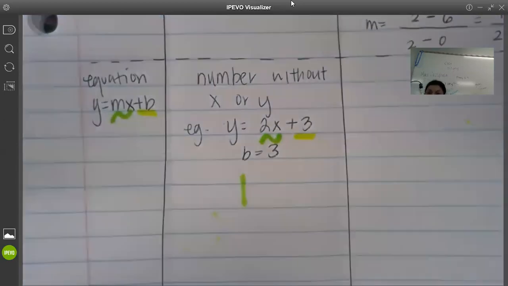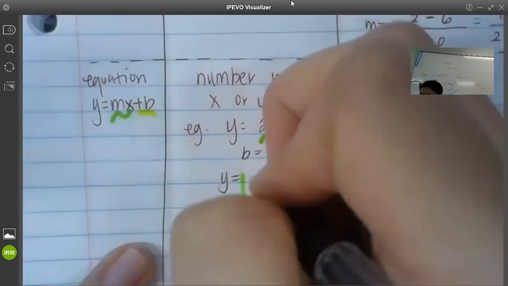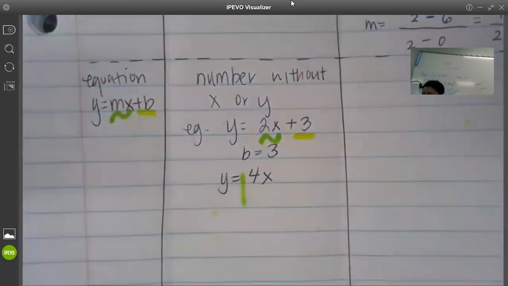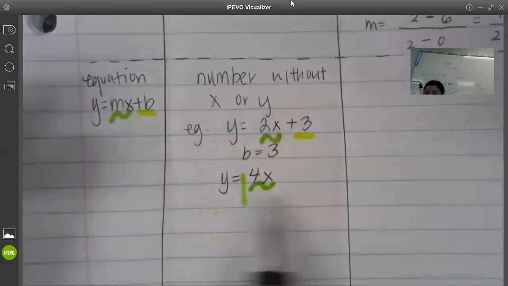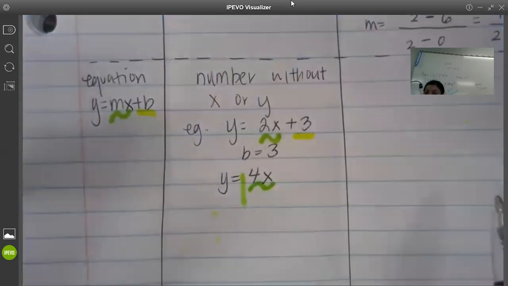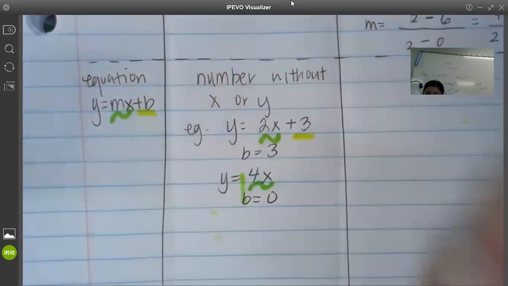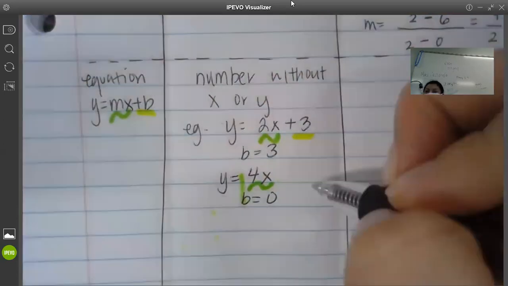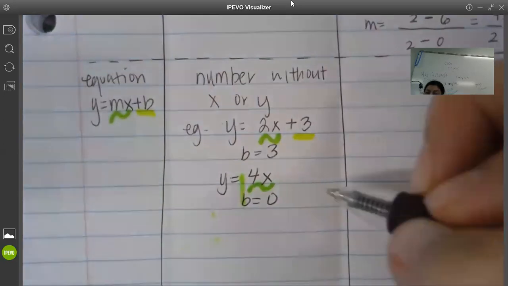If you don't underline a number, let's see an example. Let's just say it says y equals 4x. This has a squiggly. Do I underline anything? Do I have a number there that doesn't have x and it doesn't have y? I don't. So my beginning point is just 0. We don't write plus 0 because in math we want to reduce it and make everything simplified. But your beginning point would be 0.